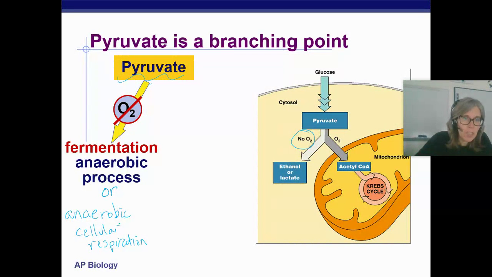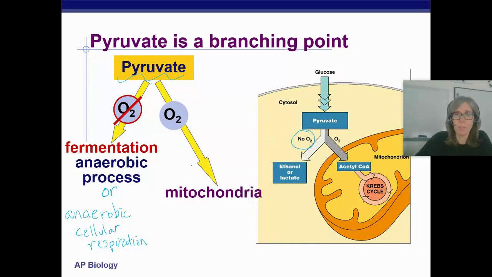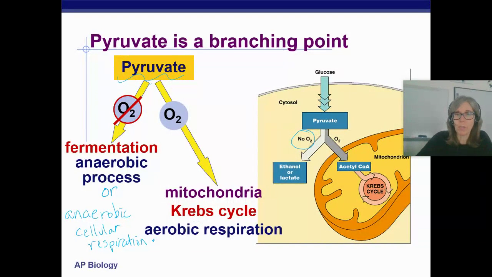So anaerobic cellular respiration is a little different from fermentation, and we'll talk about the differences later on. If you have oxygen, though, if you're a eukaryote in your mitochondria, you can do the Krebs cycle and the electron transport. You can do aerobic cellular respiration.